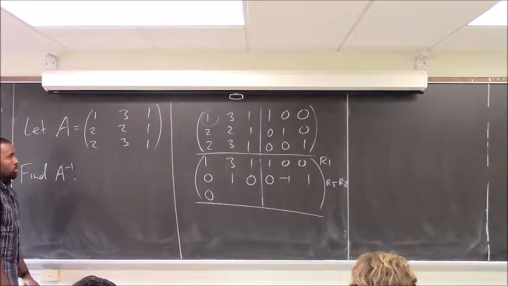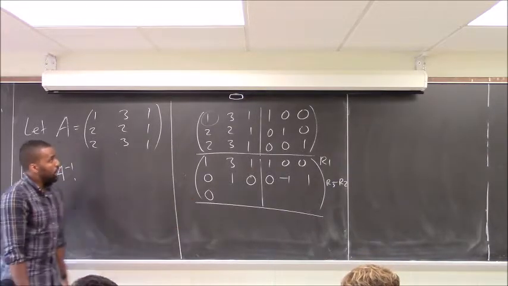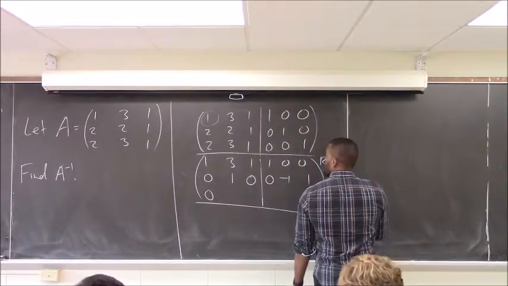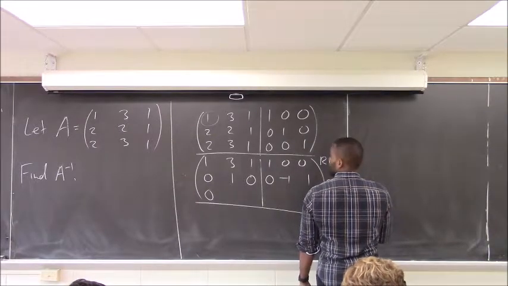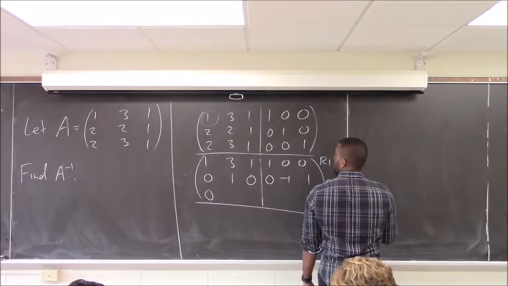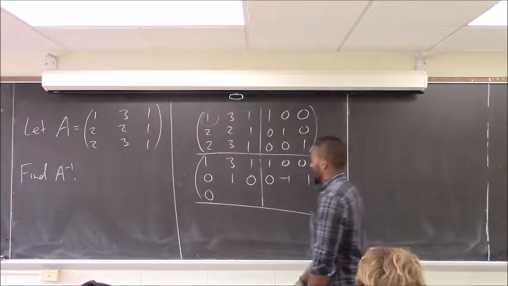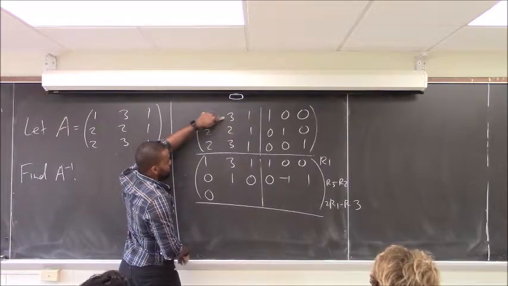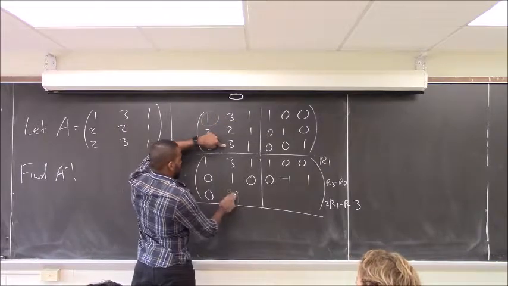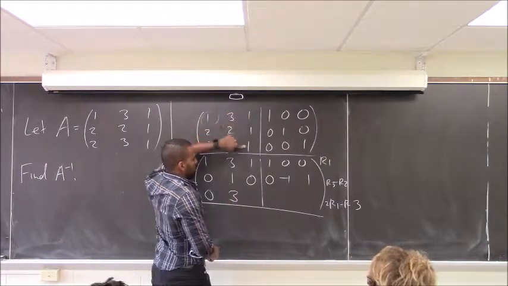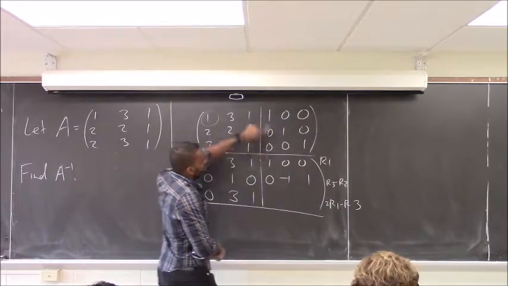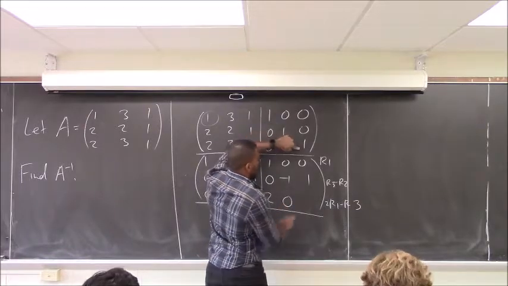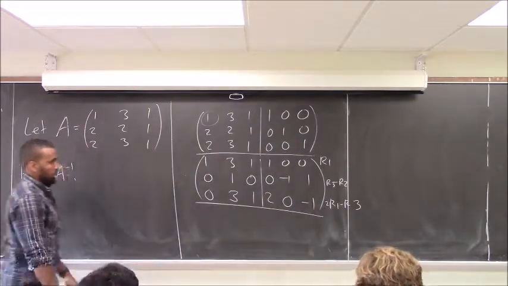Now I have to use 2 other rows to get this 0 here. And what I can do is take 2 times row 1 and then minus row 3. So 2 times this, minus that, 0. 2 times this is 6, minus that, 3. 2 times this is 2, minus that, 1. 2 times this is 2, minus that, 2. 2 times this is 0, minus that, 0. 2 times this is 0, minus that, minus 1. And we have that situation.